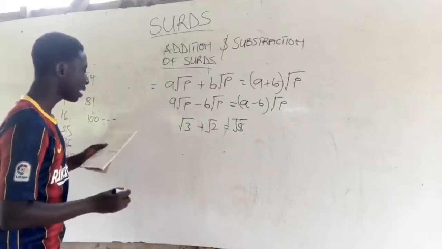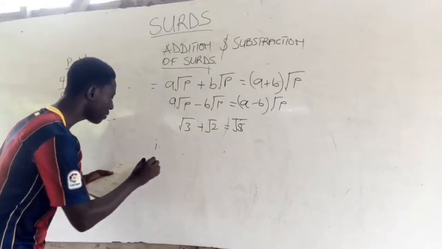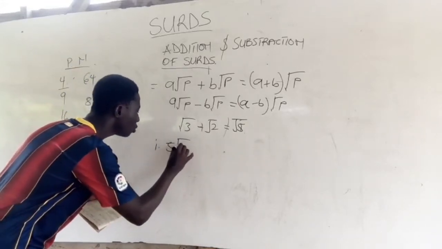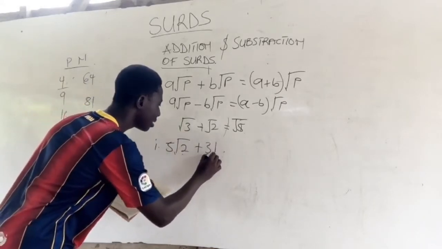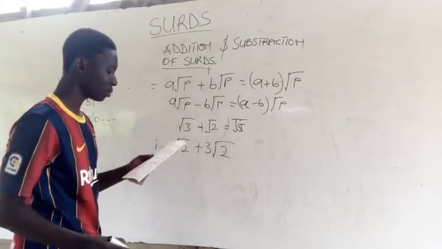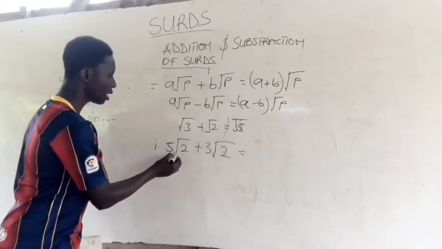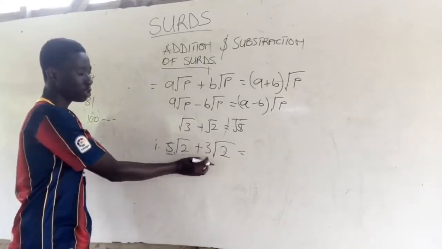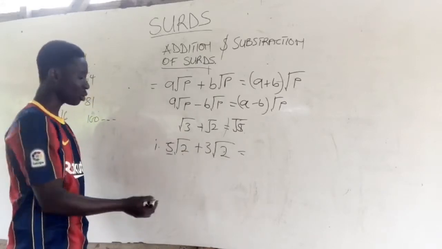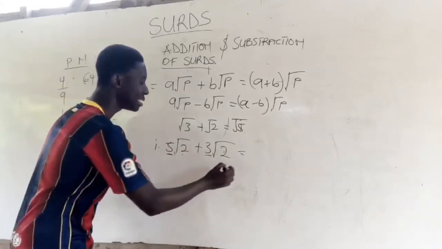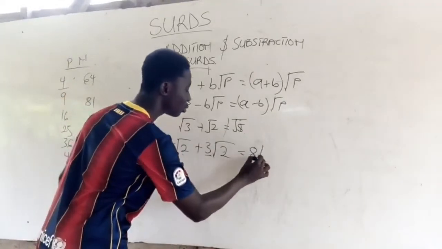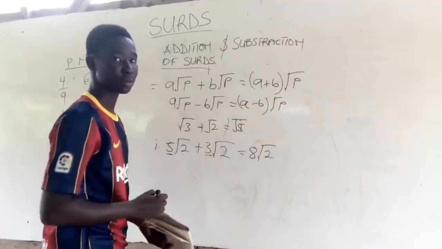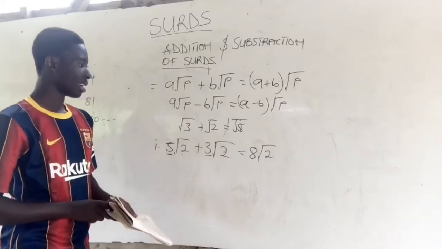Okay, I'm having 5 root 2 plus 3 root 2. So this one, we are going to add 5 and 3 because they have root 2 and root 2 here, meaning they look alike. So we're going to add 5 and then 3 to get 8. And then we take one of the roots, root 2.